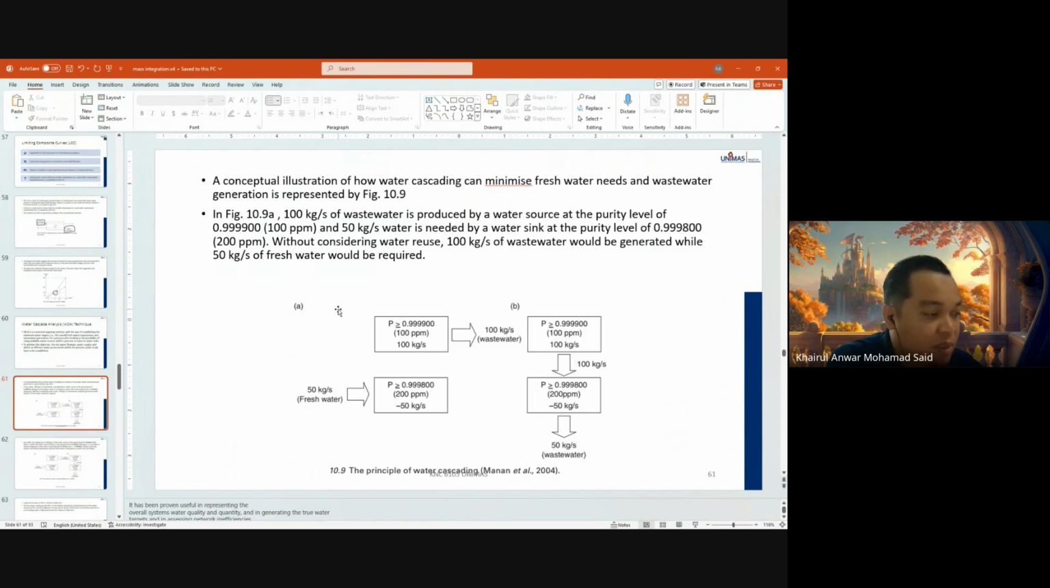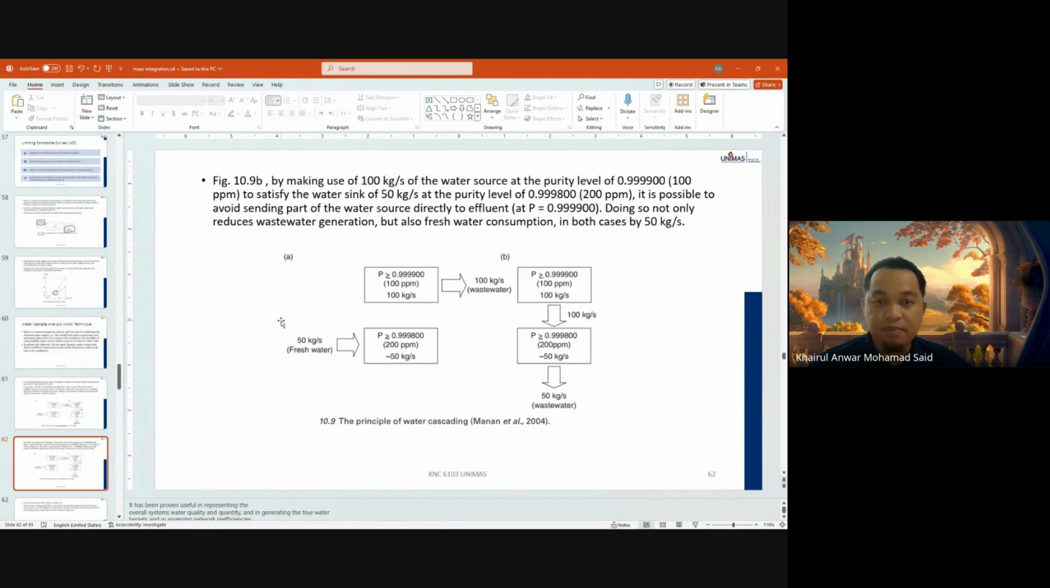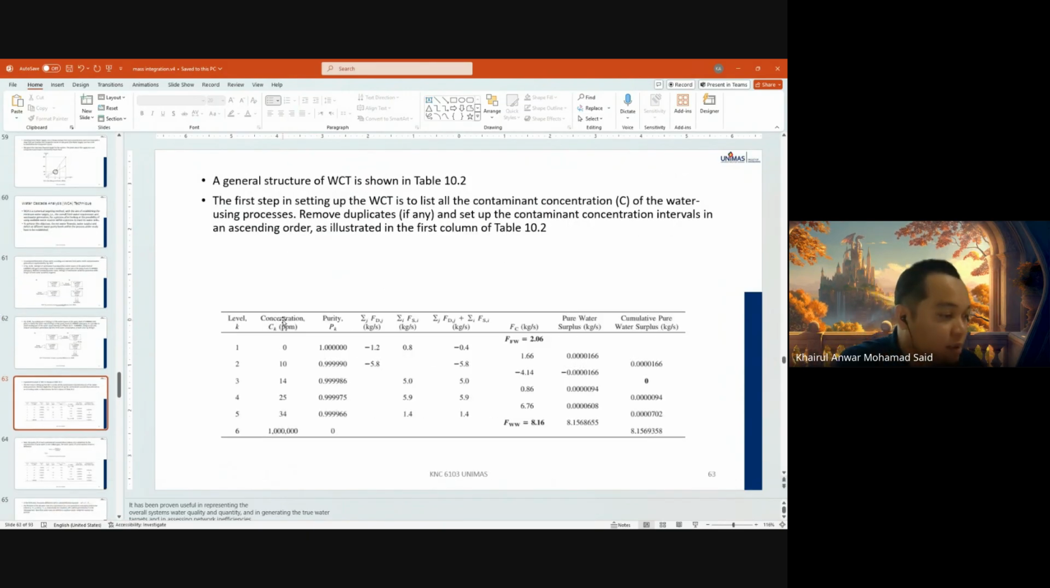Okay. Start with the first column. So the first column is concentration CK here. And column two is the purity PK. So first, list all the concentration CK in PPM from your audited process.